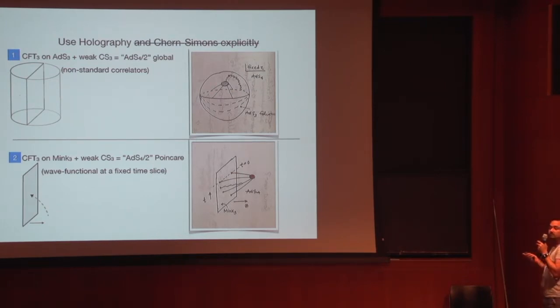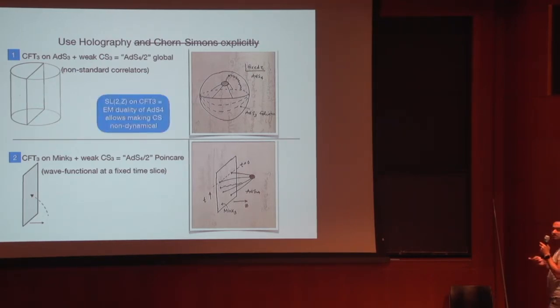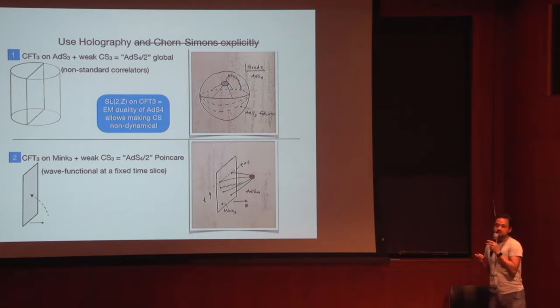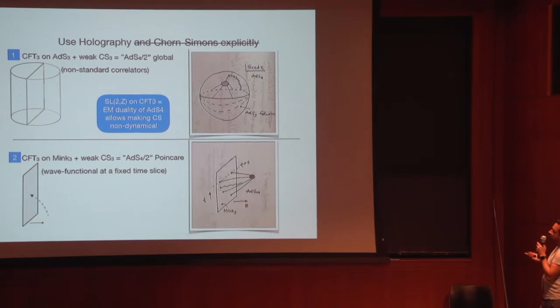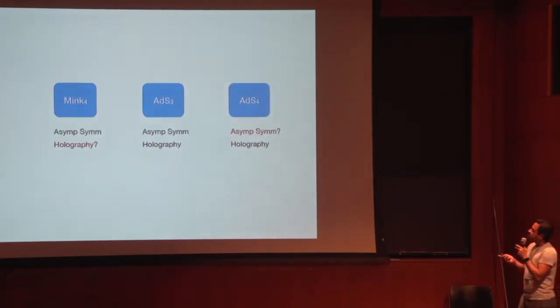It turns out that you can even make the explicit Chern-Simons requirement go away, at least in the U(1) case, by requiring SL(2,Z) on the CFT, which relates to the electromagnetic duality in AdS4. So, to give you the big picture, in AdS3 these two approaches go hand in hand. In Minkowski, we saw there is some connection. In AdS4, we are trying to explore the other way around. The goal is that the big picture we would learn from all of this can maybe help us understand something about flat space holography.